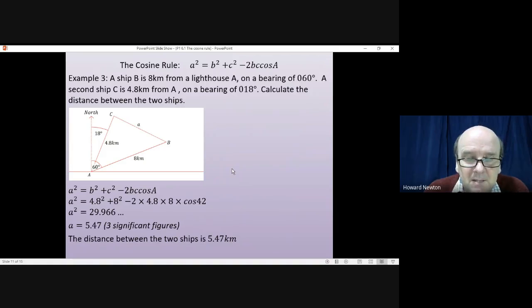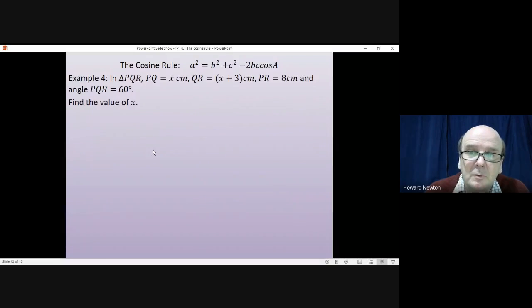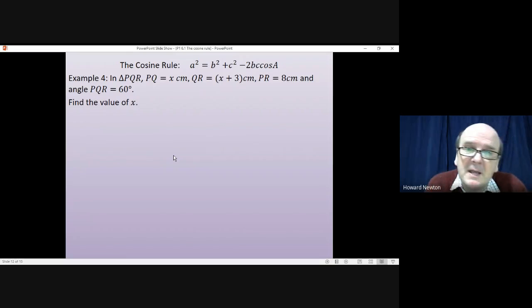Okay, the last example. Example 4, in triangle PQR, PQ is x centimeters, QR is x plus 3 centimeters, PR is 8, and angle PQR is 60. Find the value of x. As always, do a sketch of the triangle first and just follow the normal method, trying not to be put off by not knowing the exact values, but having to substitute in x and x plus 3 for the two sides. So have a go yourself, pause the video, and then come back to me again when you're ready.